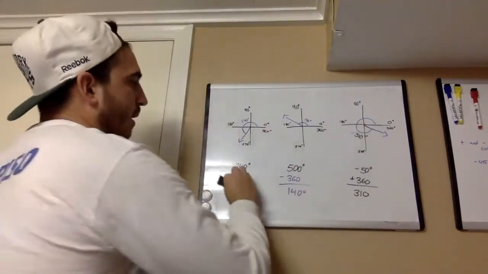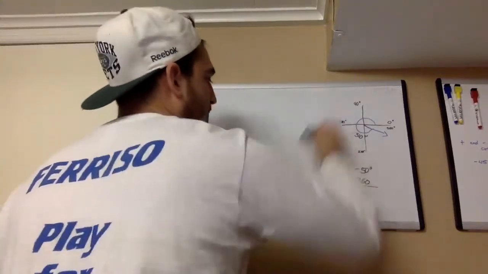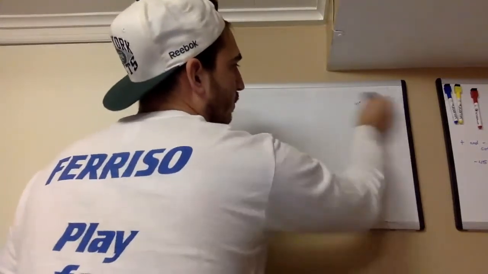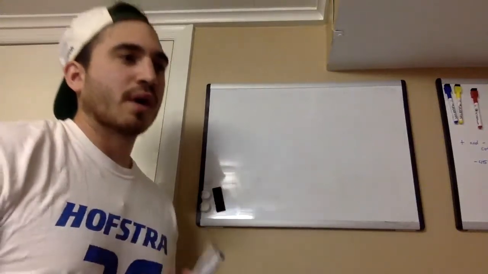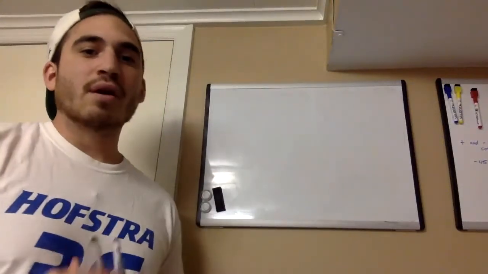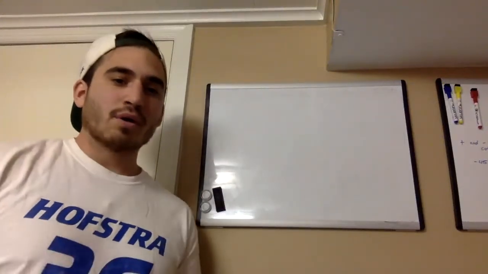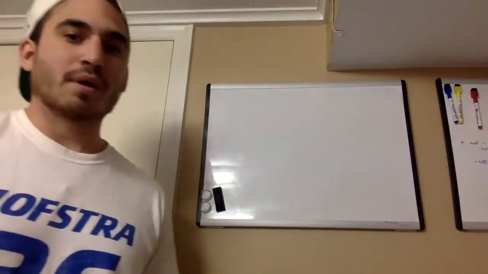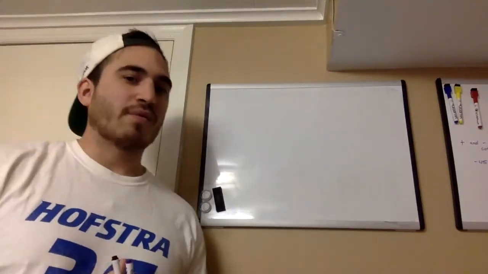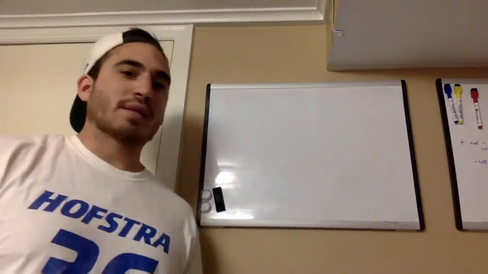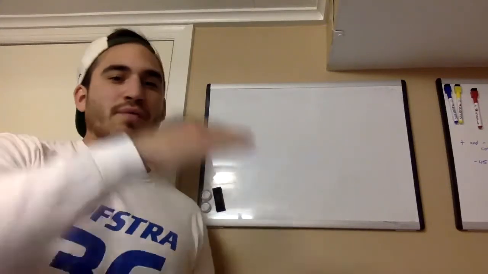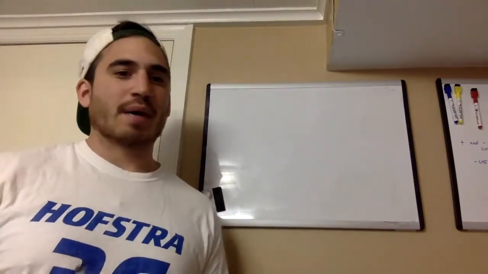For the second type of problem you're going to have on your homework, let me just erase this, they're going to ask you to find a positive and negative coterminal angle. On your homework, I did explain what a coterminal angle is, and I pretty much just did it before. Coterminal just means that you're adding 360 or subtracting 360, because when you do a full circle, you're going to be back in the same exact spot.